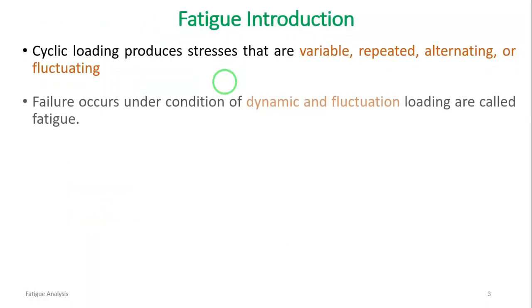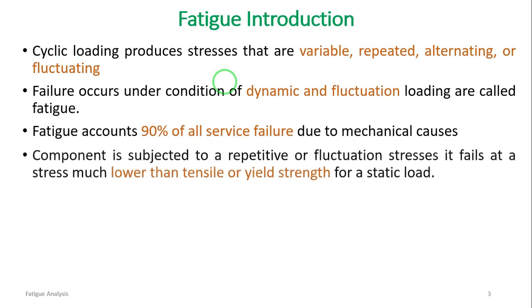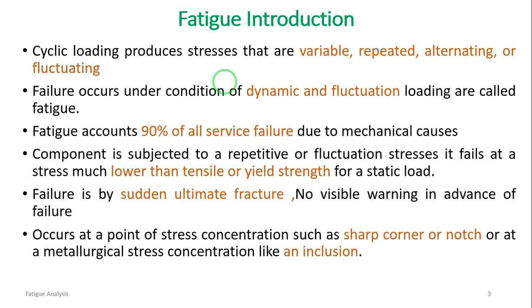The first slide will explain some basic terms in fatigue. Cyclic loading produces stresses that are variable, repeated, alternating or fluctuating. If a component is subjected to cyclic loading, it is going to develop stresses which are variable, repeated and fluctuating. Failure that occurs under conditions of dynamic or fluctuating loading is called fatigue. So this fatigue failure is because of the dynamic or fluctuation in the loading.